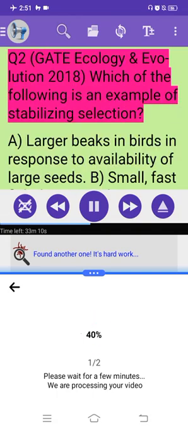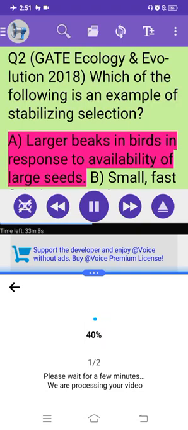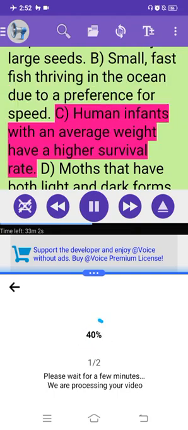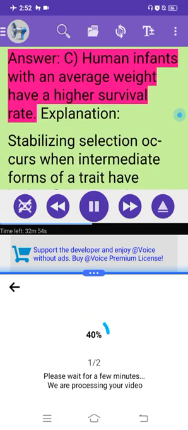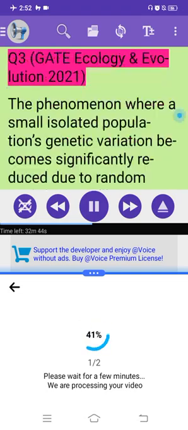Q2, GATE Ecology and Evolution 2018. Which of the following is an example of stabilizing selection? A. Larger beaks in birds in response to availability of large seeds. B. Small, fast fish thriving in the ocean due to a preference for speed. C. Human infants with an average weight have a higher survival rate. D. Moths that have both light and dark forms in response to different predation pressures. Answer: C. Human infants with an average weight have a higher survival rate. Explanation: Stabilizing selection occurs when intermediate forms of a trait have higher fitness, such as infants of average weight having better chances of survival.